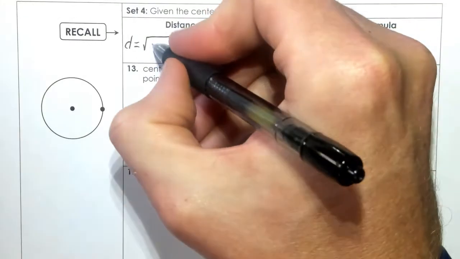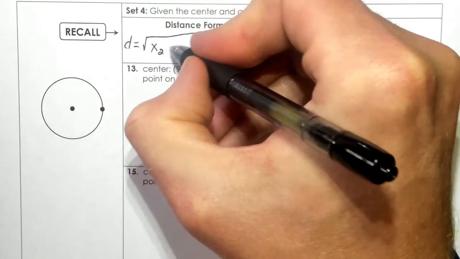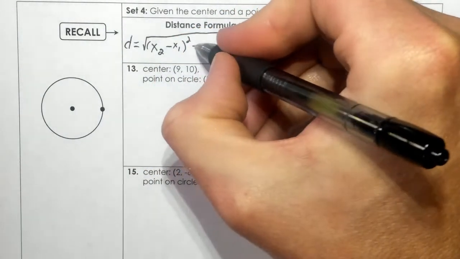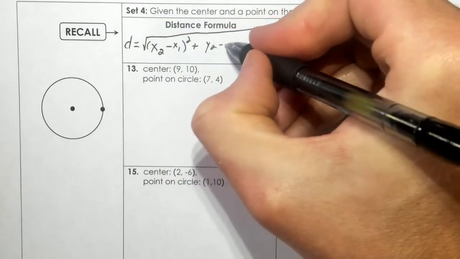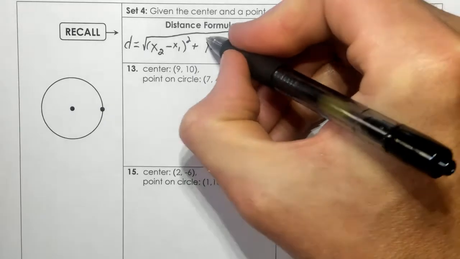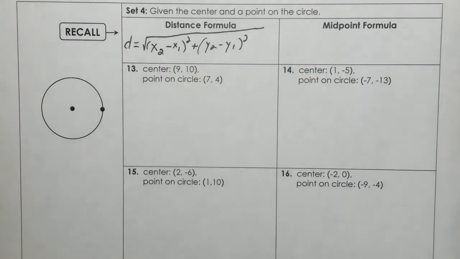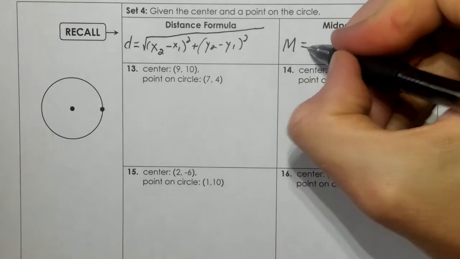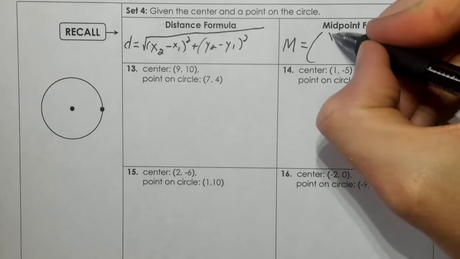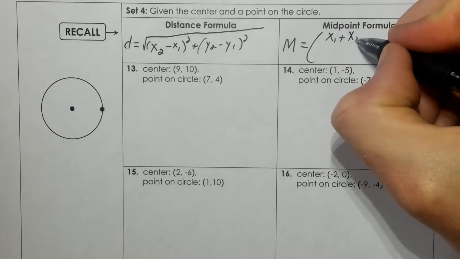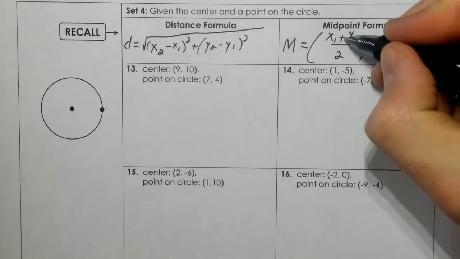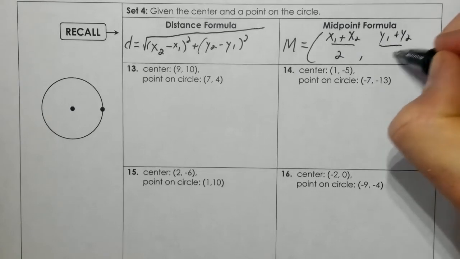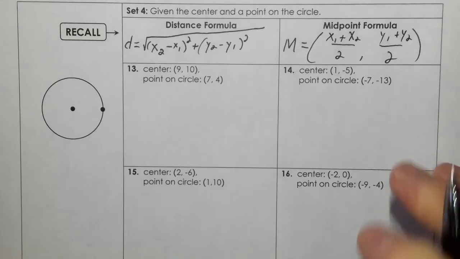So we have x2 minus x1 squared plus y2 minus y1 squared, and all that's under the radical for the distance formula. For the midpoint, we have x1 plus x2 over 2. That gives you your x term, just the average of the x's. And then y1 plus y2 over 2, the average of the y's, gives you the y coordinate. Okay.